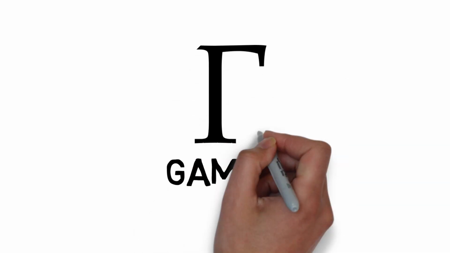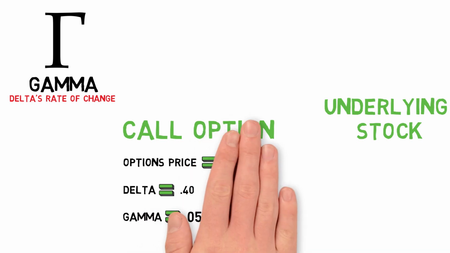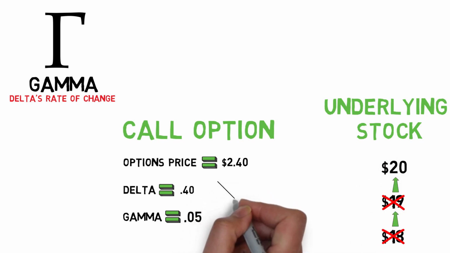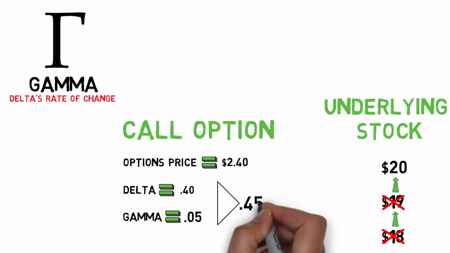Gamma is delta's right hand in the price domain. Gamma measures the expected rate of change of delta. If an option has a delta of 0.40 and a gamma of 0.05, we expect the premium to change by 40 cents with the first dollar move in the underlying. Then, to figure out the impact of the next dollar move, we simply add the delta and gamma together to find the new delta, 0.45.